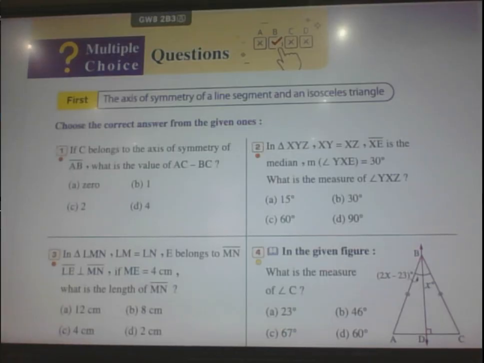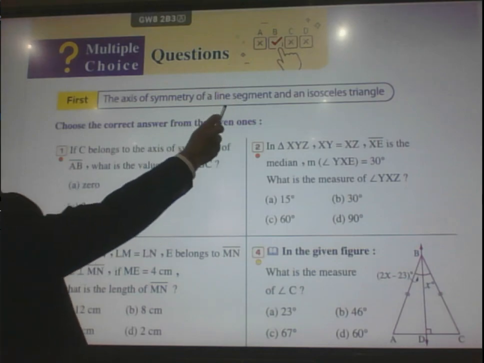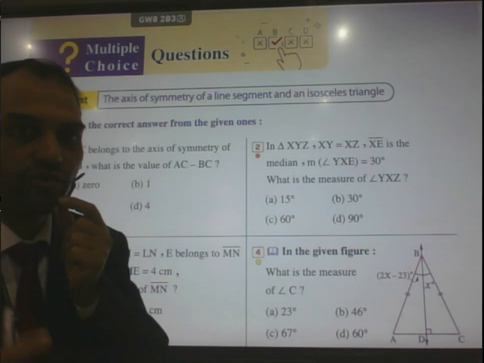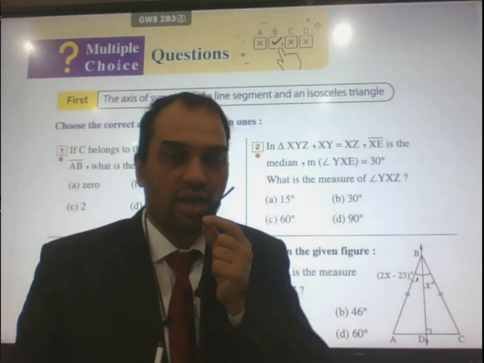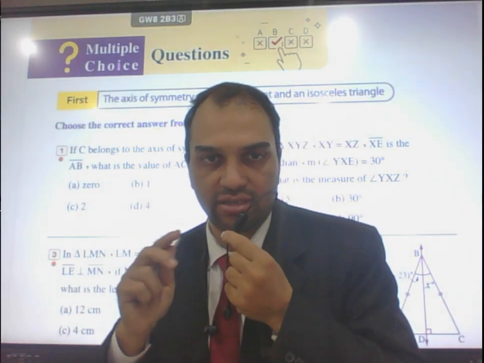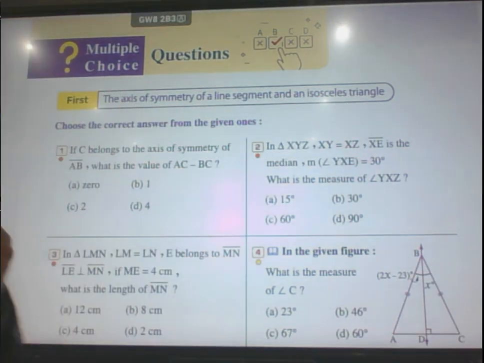Okay, the first question speaks about the axis of symmetry of a line segment and of an isosceles triangle. We know any isosceles triangle has only one line of axis of symmetry. The line of axis of symmetry is perpendicular to the base, and it bisects the vertex and bisects the base of the triangle. Look at it with me here.